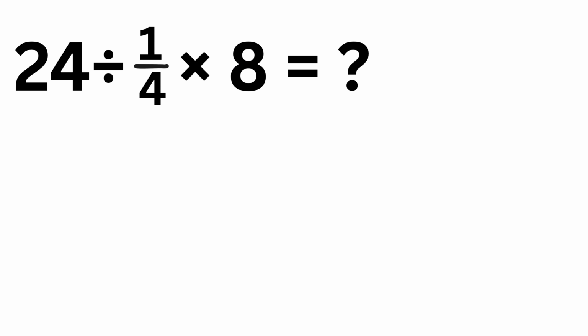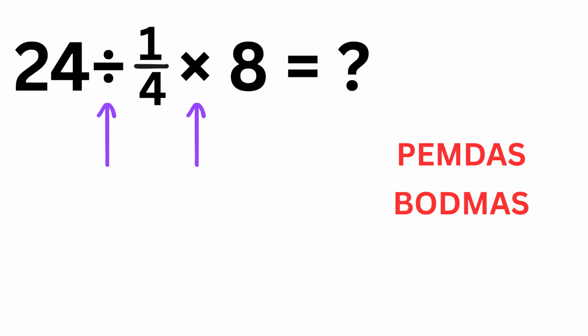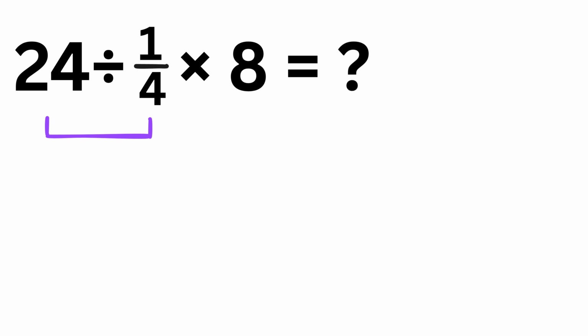In this question, we have one division and one multiplication. And as we know, multiplication and division have equal priority. And we have to go from left to right. So we start with 24 divided by 1 over 4.